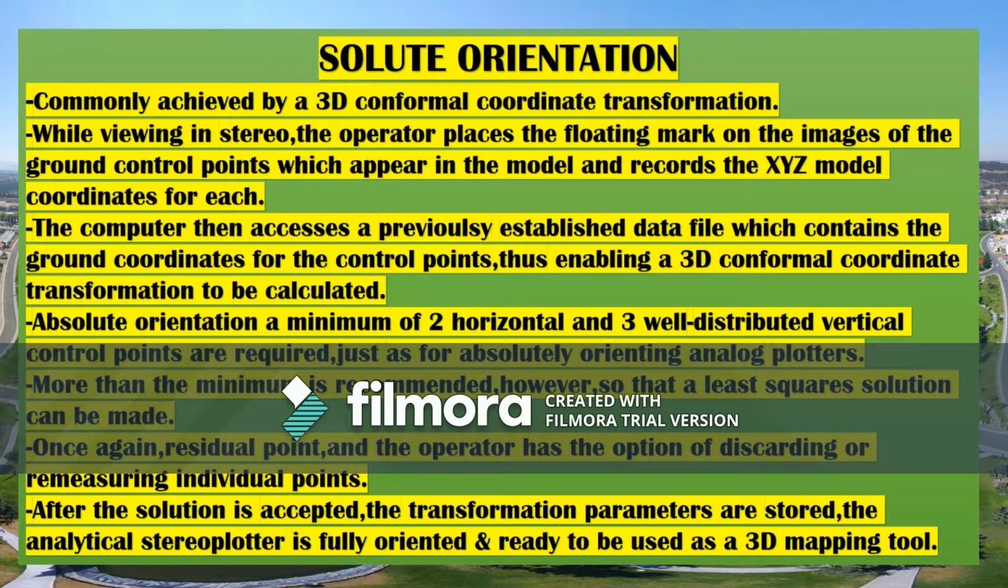Lastly is the absolute orientation. Absolute orientation is the scaling, leveling, and attitude correction of a photograph in a photogrammetric instrument to fit ground control, or the mathematically equivalent process in analytical photogrammetry.